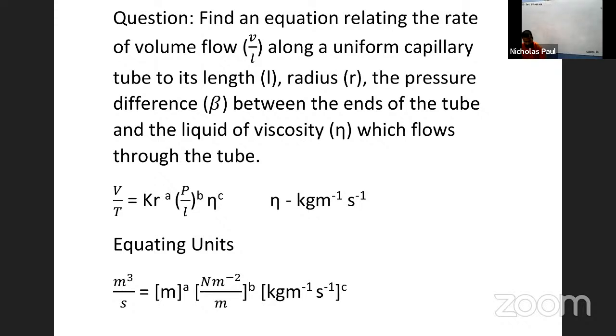All right, so let's see how this went. So left hand side is m cubed all over s. Right hand side is m to the power a. And here is N, instead of writing N, we could just write kg m to the minus 1 s to the minus 2, correct? All over m. All of that is to the power of b. And then we have kg m to the minus 1 s to the minus 1, to the power c.